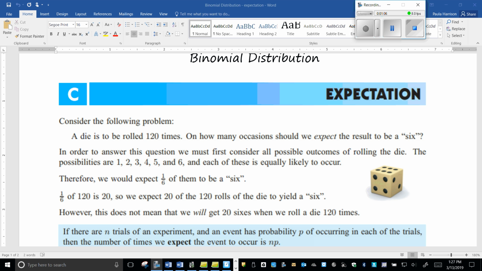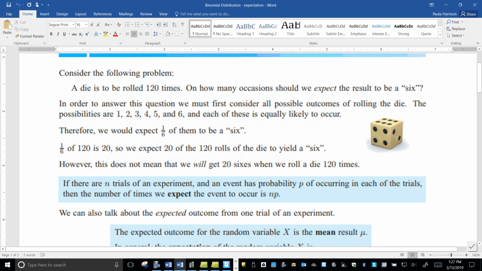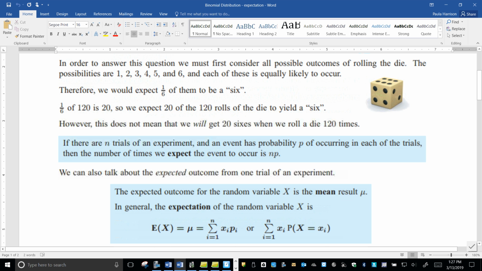1 over 6, multiplied by 120, yes? So we take the probability of the event that we're interested in. So what's the probability of getting a 6? 1 over 6. And if we're doing something 120 times, we multiply those two together. Okay, that's nice and straightforward. So here, if there are n trials in an experiment, and an event has a probability of p in each of those trials, then we would expect the event to happen np times. So you just multiply those two together. Nice, easy, straightforward.